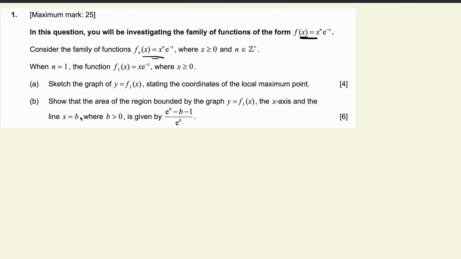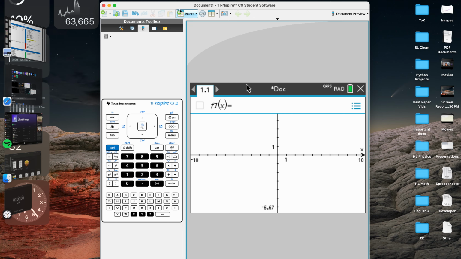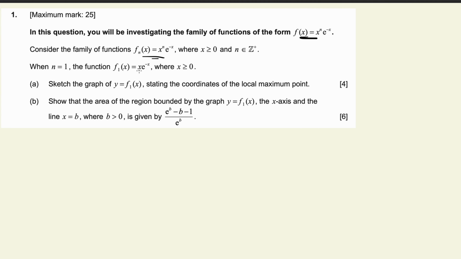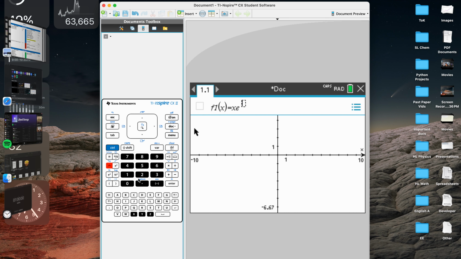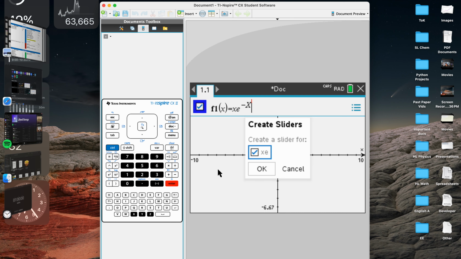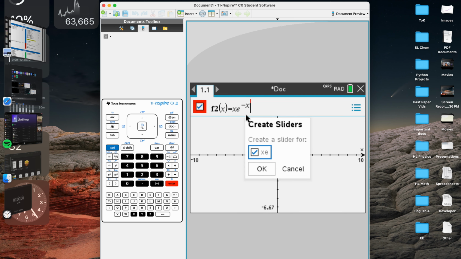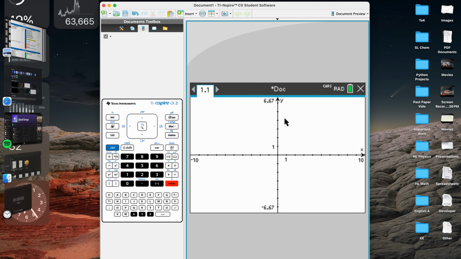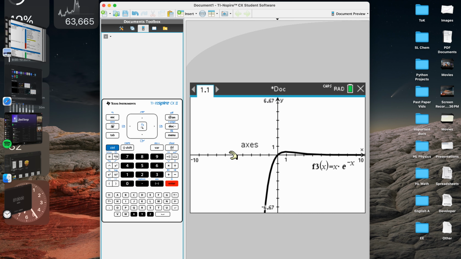Alright, so this is relatively easy. You just go into your GDC, right? And then the function is x e to the power of negative x. Sorry, x e to the power of negative x. Okay, there we go. Alright, so this is your function.